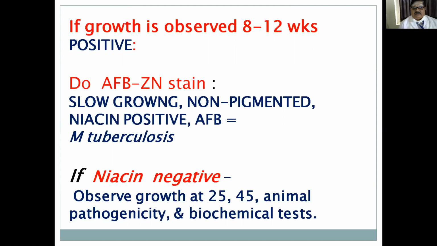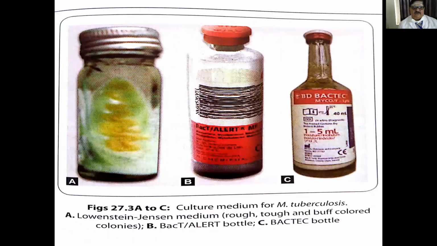On the other hand, if the niacin test is negative, observe the growth at 25 degrees and 45 degrees, and do animal pathogenicity and also the biochemical tests, because you know that Mycobacterium bovis is negative for the nitrate test. And if it is niacin negative, we can confirm that it is Mycobacterium bovis.